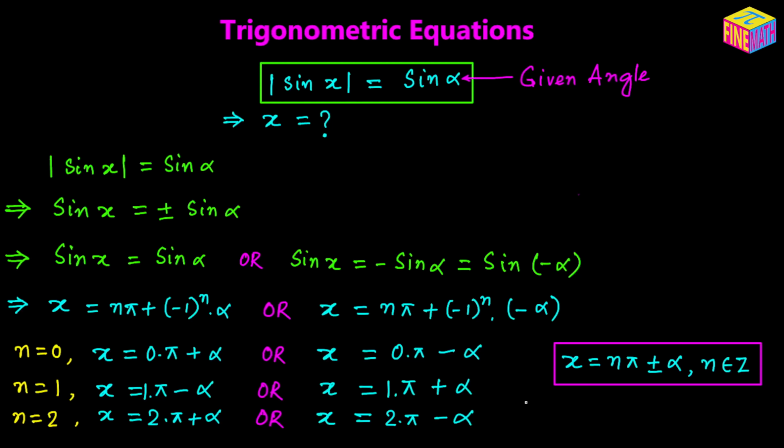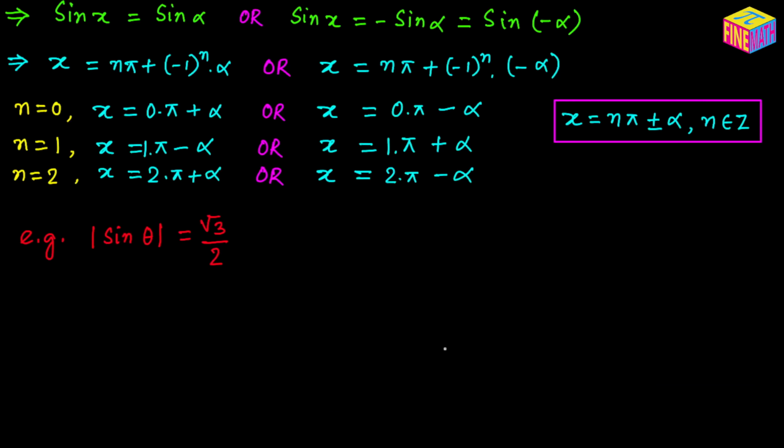Let's take a quick example. Let's suppose we have an example like this, where the trigonometric equation is absolute value of sine of theta is equal to square root of 3 over 2. Now to solve this type of equation, we need to try and convert the right hand side into a sine function. And in this example, it's pretty easy. We can say that modulus of sine of theta is equal to sine of 60 degree, which is sine of pi over 3, because we know that sine of 60 degree is equal to square root of 3 over 2.